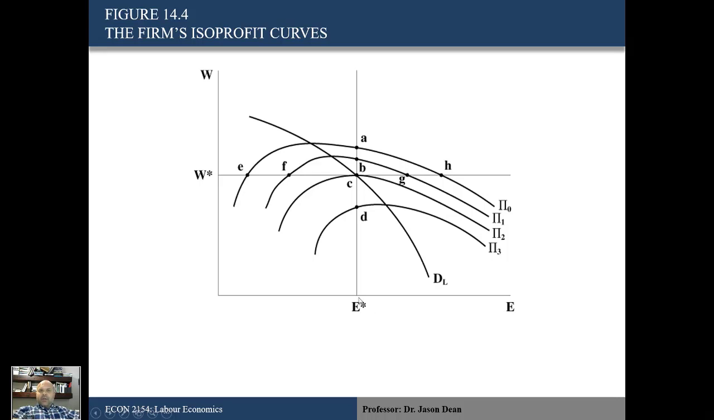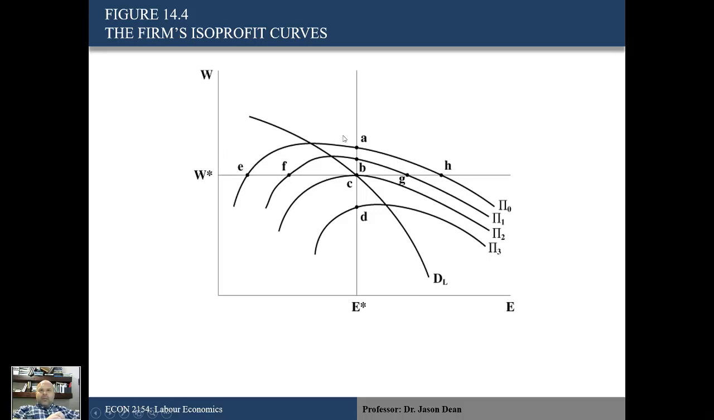Let's just fix the employment level at, say, E star. And so we have a number of people we're going to employ. Well, for higher and higher wages, we're obviously going to have lower and lower profit. For lower wages, if it costs less to hire this amount of employees, then our profits are going to increase. So profits go in the downward direction. And it's useful to point out that if we're in a competitive product market, then the firm would need to earn at least a normal profit. So we want economic profits to at least be zero.